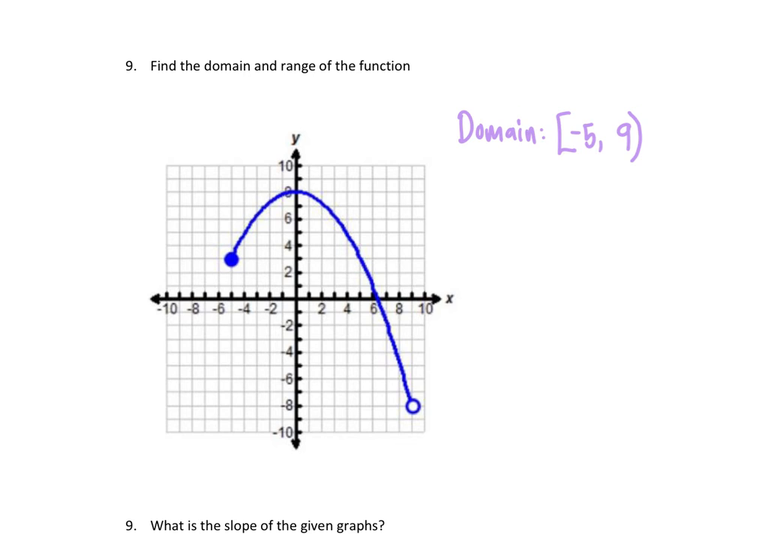All right, finding the range, it's a little bit different. So here, this is our y value. Our range is our y. So we're going to mush everything together and see what it does vertically. So the y value that we're starting at is negative 8. Because it's an open circle, we can't be equal to it. So we use a parenthesis.